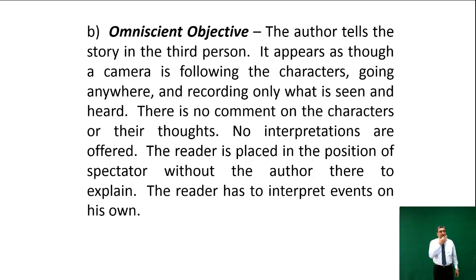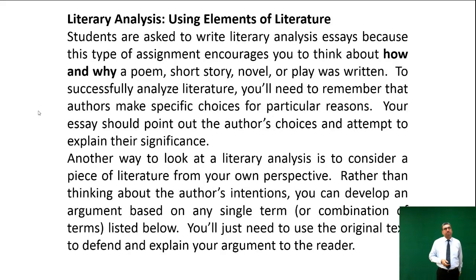Another type of omniscient is the omniscient objective. Here the author tells the story in the third person. It appears as though a camera is following the characters, going anywhere and recording only what is seen and heard. There is no comment on the characters or their thoughts. No interpretations are offered. The reader is placed in the position of spectator, without the author there to explain. The reader has to interpret events on his own.